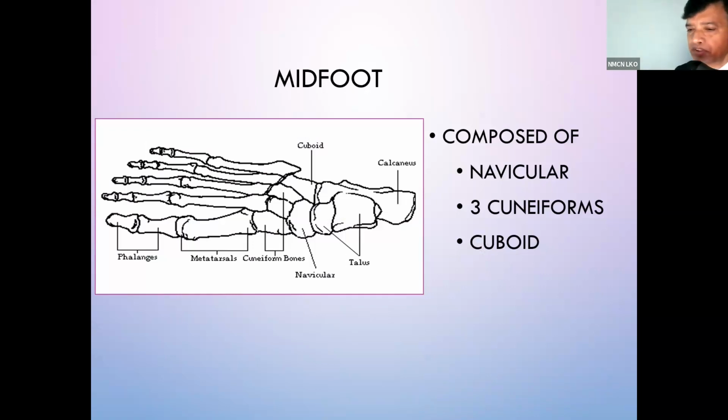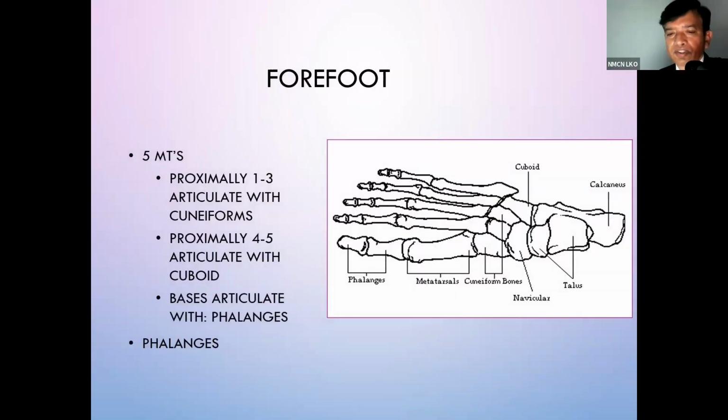And then the midfoot has these 5 bones, composed of the navicular, this one is the navicular, then the cuboid and the cuneiforms. 3 cuneiform bones are there. Then the forefoot has all the metatarsals.